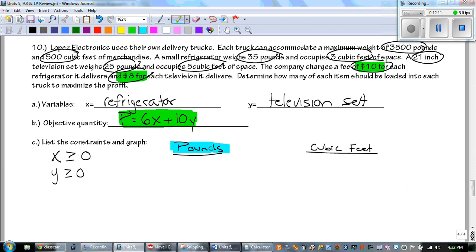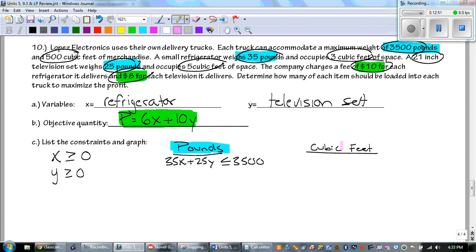So for the pounds, I'm going to go through and look at all of these numbers that start talking about pounds. The truck has a maximum weight. Guess what? That maximum weight is my limit. I cannot go more than 3,500 pounds. Now the small refrigerator is 35x, and then the TV is 25 pounds. So that's where we get 35x plus 25y is less than or equal to 350.